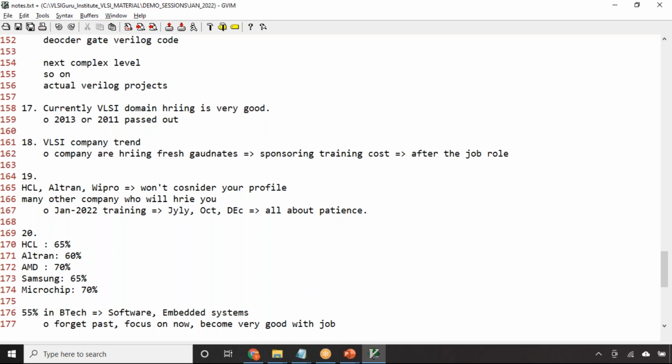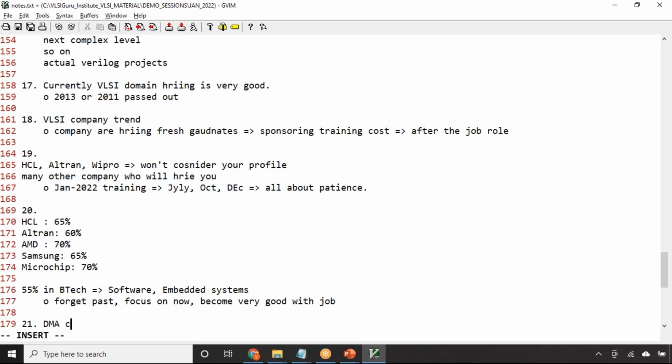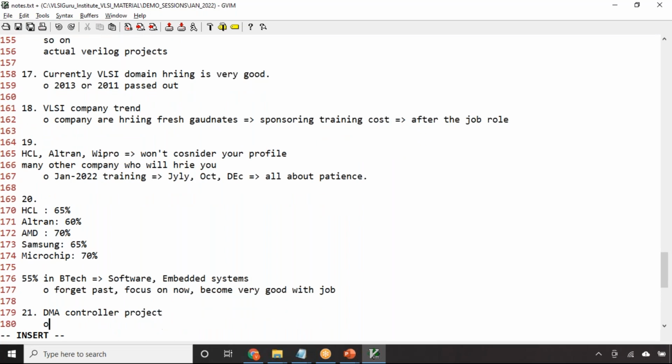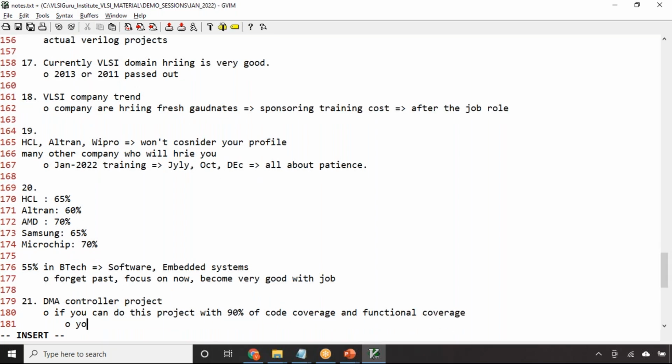See, it depends on how you do the project. I can do the same thing in many ways. Let's say I am doing a DMA controller project. The same project can be done in many ways. If you can do this project with 90% code coverage and functional coverage, you are as good as a person with 4 years of experience in industry. That 90 to 95%, let it be.